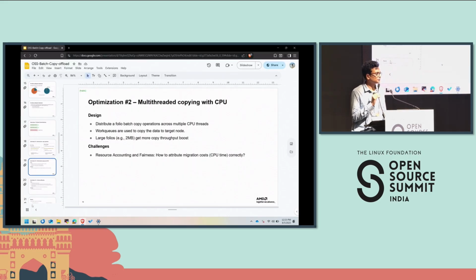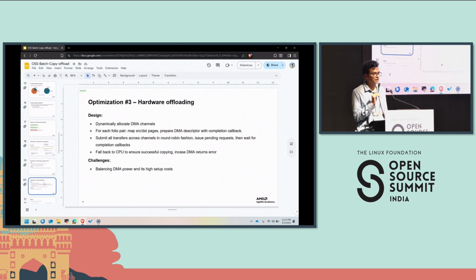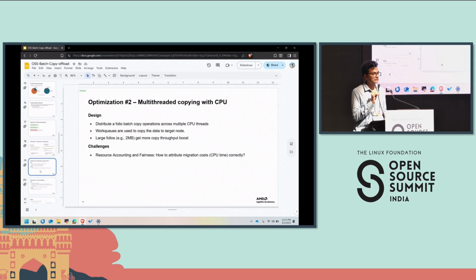Yeah, I have to think about that. On this multi-threaded copying with CPU, ZN worked on that, so it's for a different use case and I have not looked into it in detail. I worked on this optimization for the hardware offloading use case, so I have to look into how these fairness challenges come. Okay, all right.